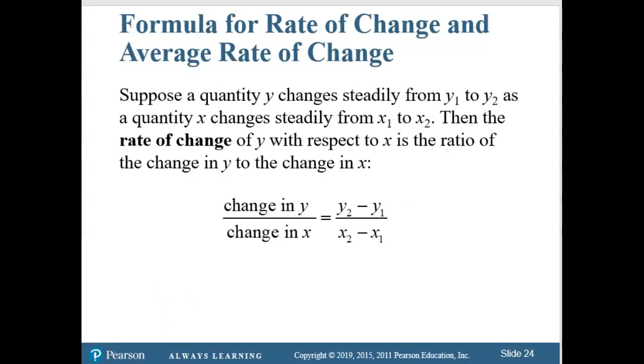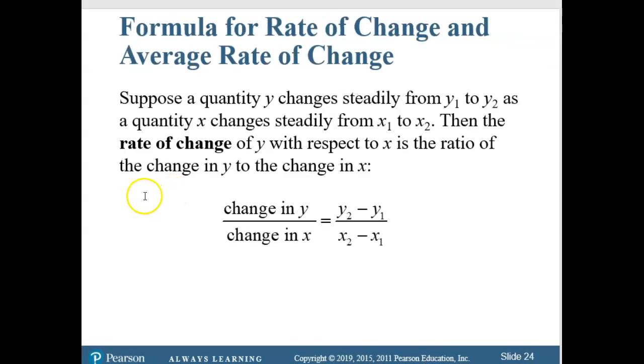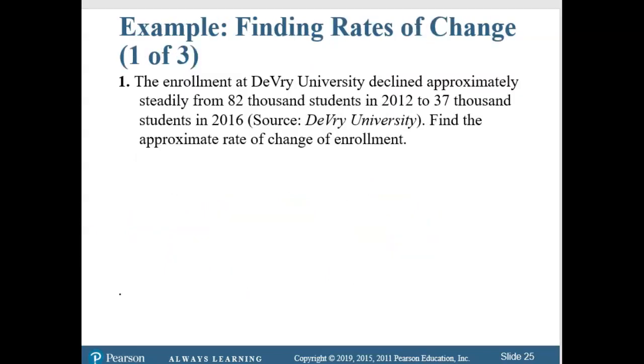So let's take a look here. Suppose that we're looking for a rate of change. We've done this with slope lots of times. So we take the y2 minus y1 over x2 minus x1. Nothing new here. But let's try to apply this now, looking for a rate of change. So the enrollment at DeVry University declined approximately steadily from 82,000 students in 2012 to 37,000 students in 2016. Find the approximate rate of change in enrollment. Please pause the video here and do your calculation, and we will go over it as soon as you're finished. Press play when you are done.